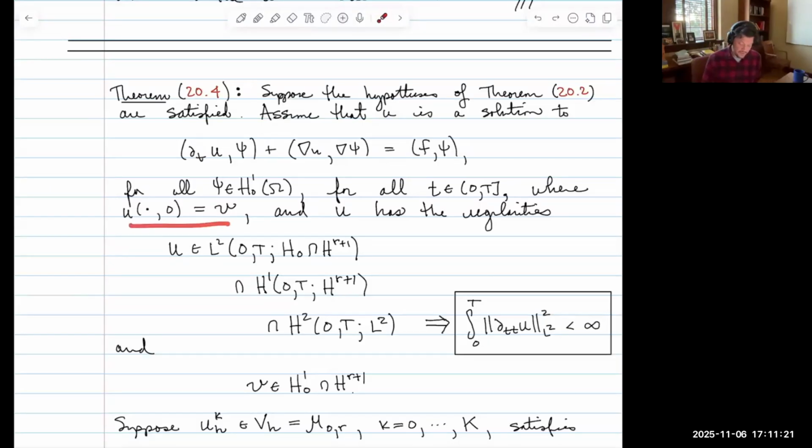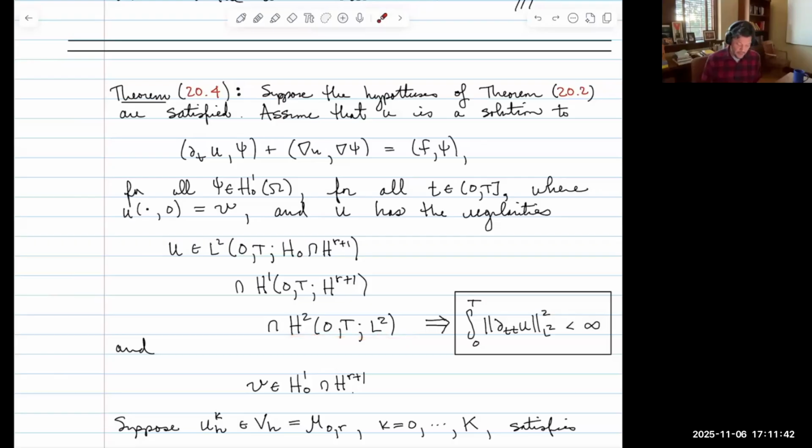Of course, it satisfies the usual initial conditions, but we're going to boost the regularities by assuming that U satisfies these two regularities. These are the same that we had previously. I'm going to add to that another regularity. This one's new, which says that U is also in this space H2(0,T; L2).